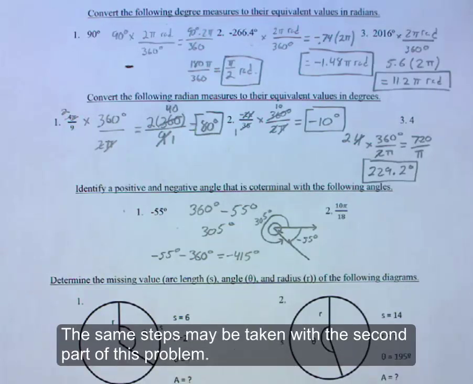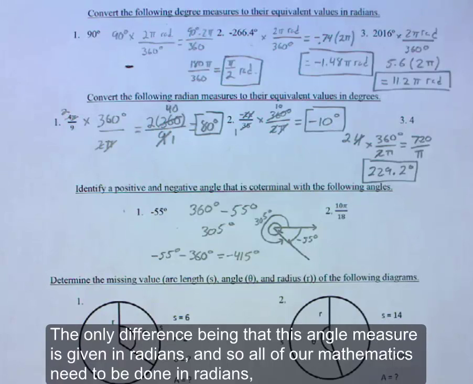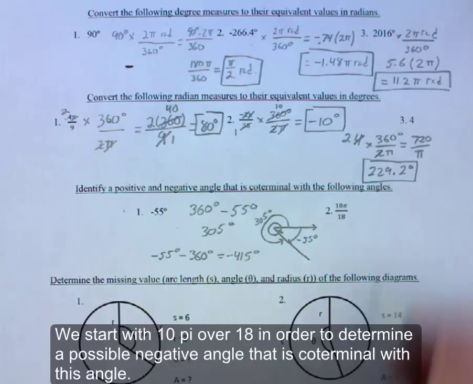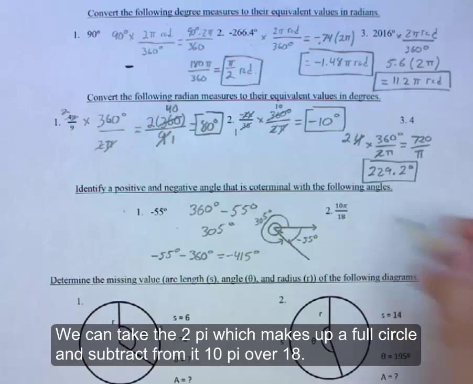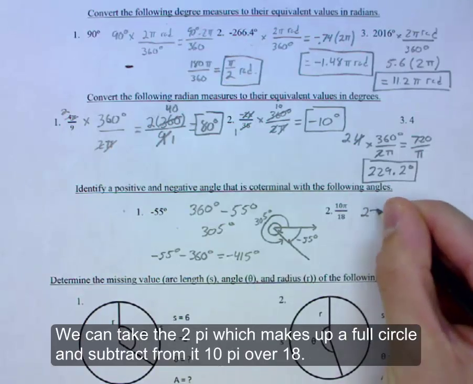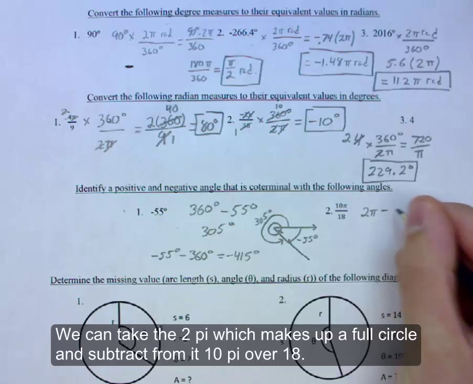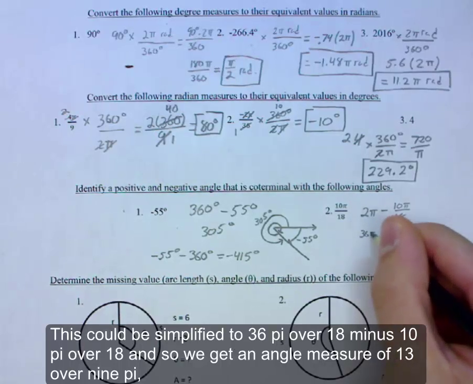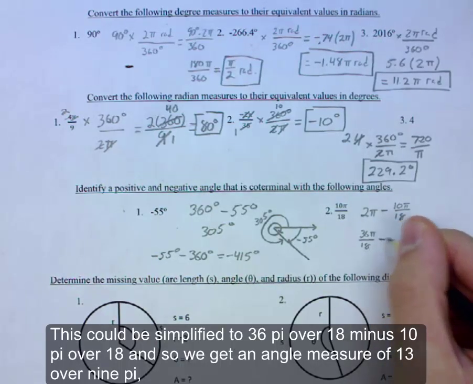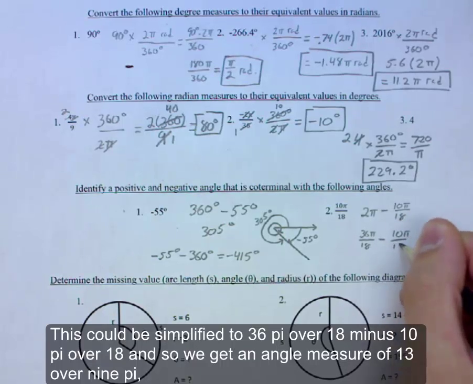The same steps may be taken with the second part of this problem, the only difference being that this angle measure is given in radians, and so all of our mathematics needs to be done in radians unless we choose to convert. We start with 10 pi over 18 in order to determine a possible negative angle that is coterminal with this angle. We can take the 2 pi, which makes up a full circle, and subtract from it 10 pi over 18. This can be simplified to 36 pi over 18 minus 10 pi over 18.